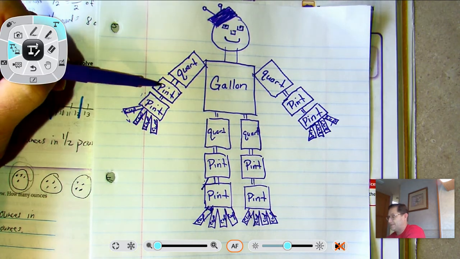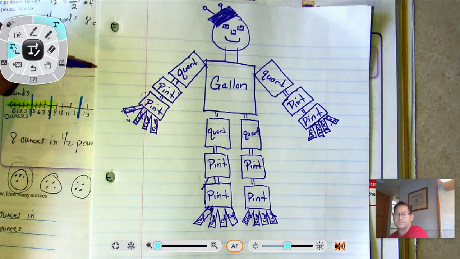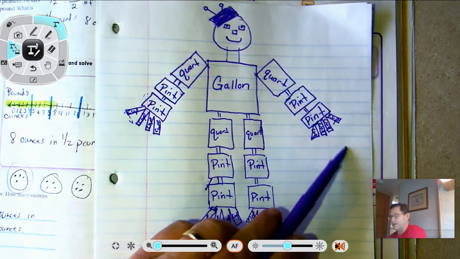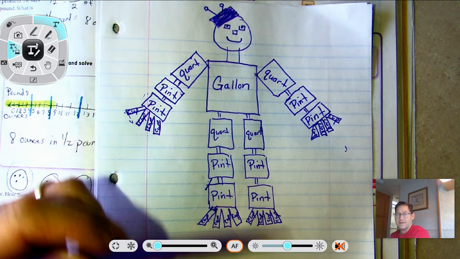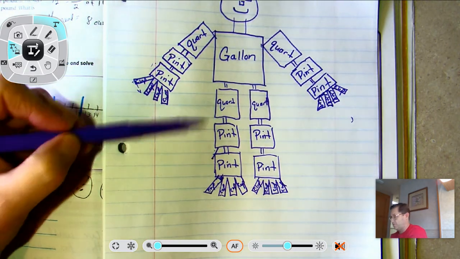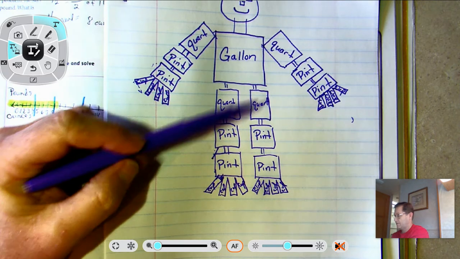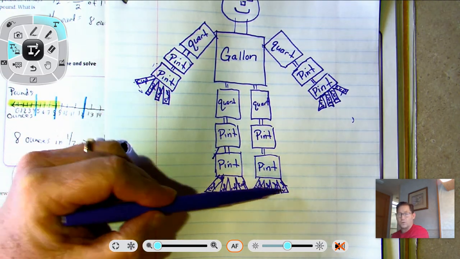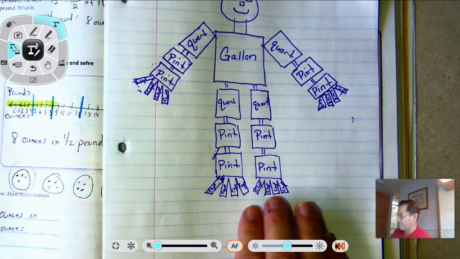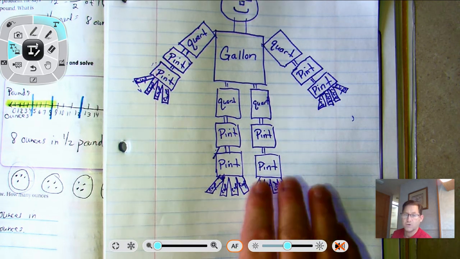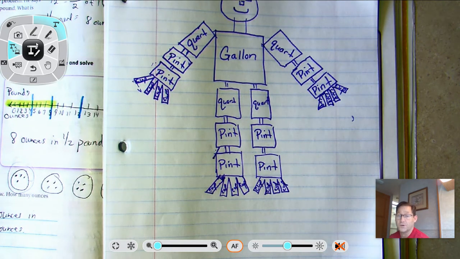There are 2 pints in a quart, and we have the same thing on the other arm. Then going down here, you notice we have quart, 2 pints, 4 cups. Quart, 2 pints, 4 cups. So there are 4 cups in every quart. So 32 ounces.